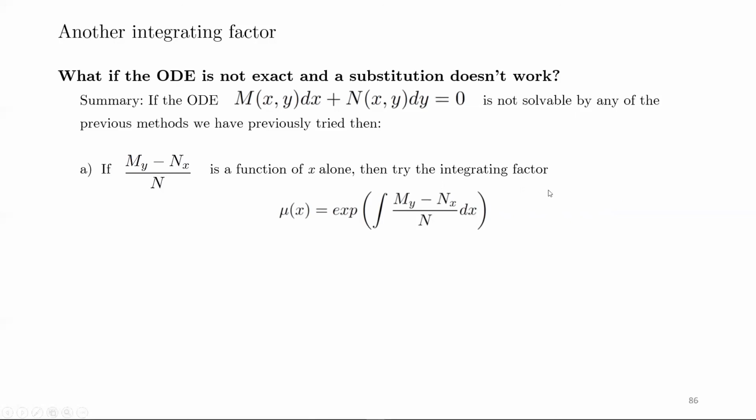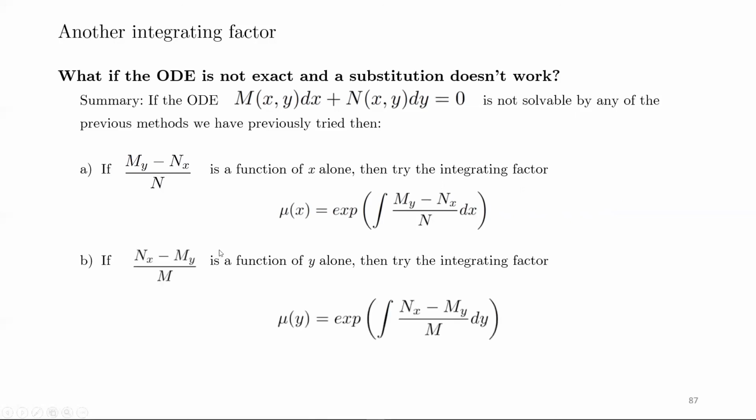And similarly, if N sub x minus M sub y divided by M is a function of y alone, then we're going to try the integrating factor of this form here. Mu, which is a function of y, equals the exponential of the integral of N sub x minus M sub y over M with respect to dy.